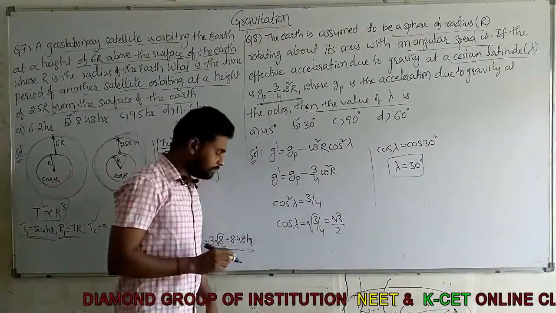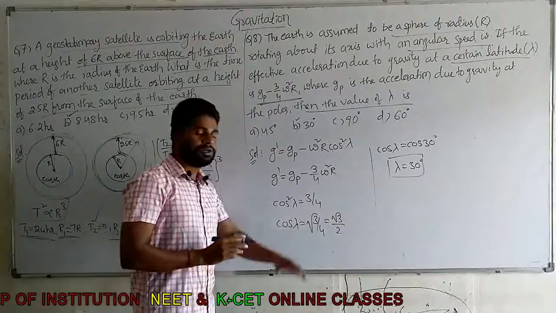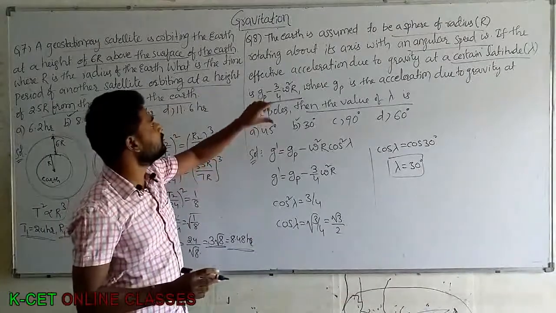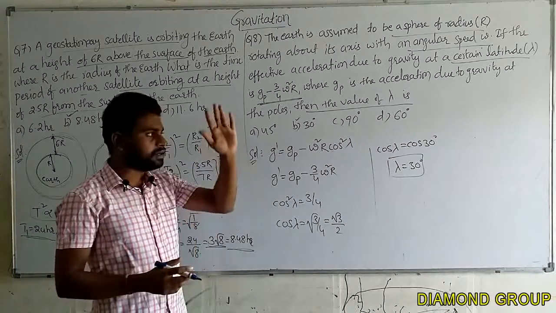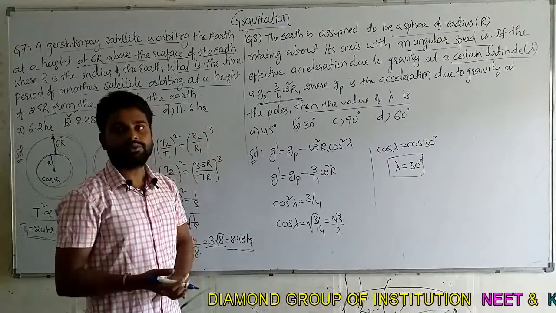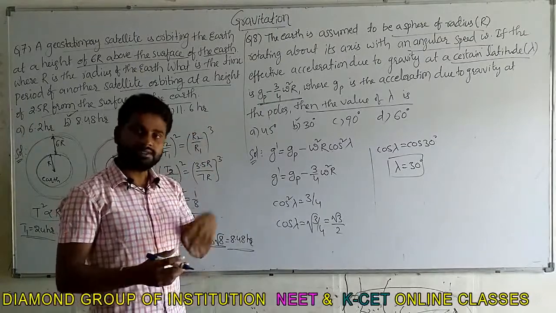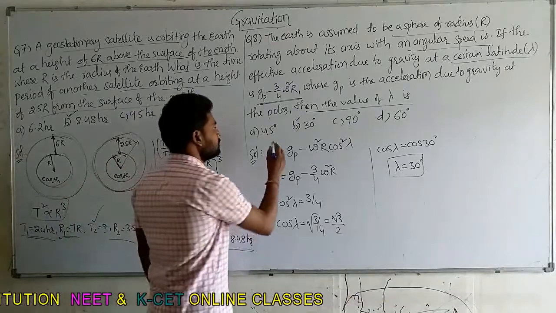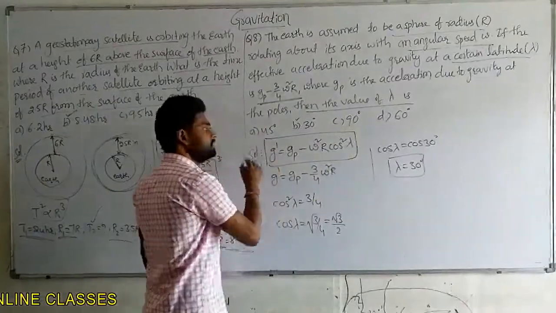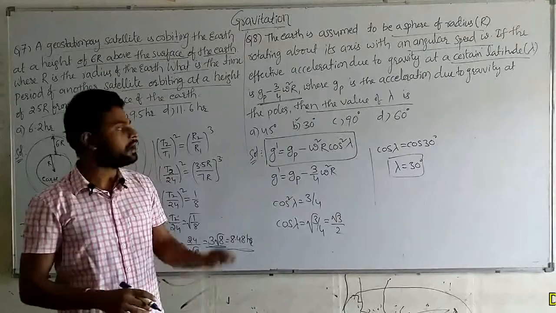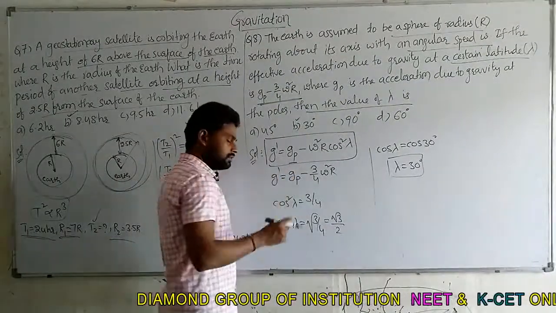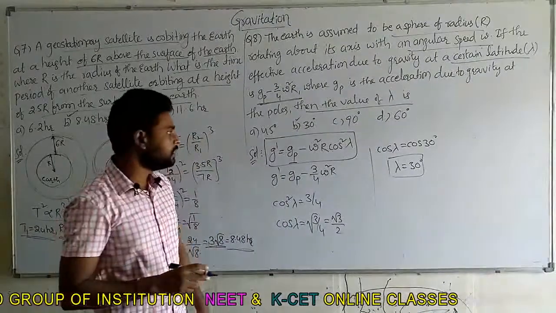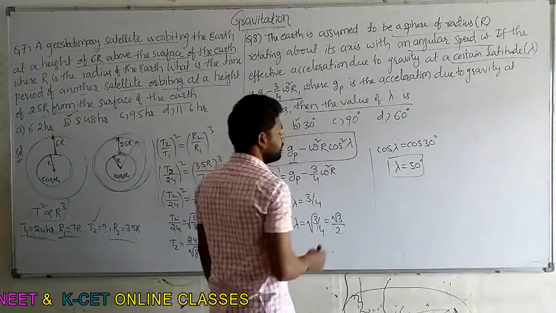Already we know the formula. If the earth is rotating with angular speed omega, then at a certain latitude, to find the effective acceleration due to gravity, the formula is g dash equals gp minus omega square r cos square lambda. Here gp is nothing but the acceleration due to gravity at the pole. So from here we can get it very easily.